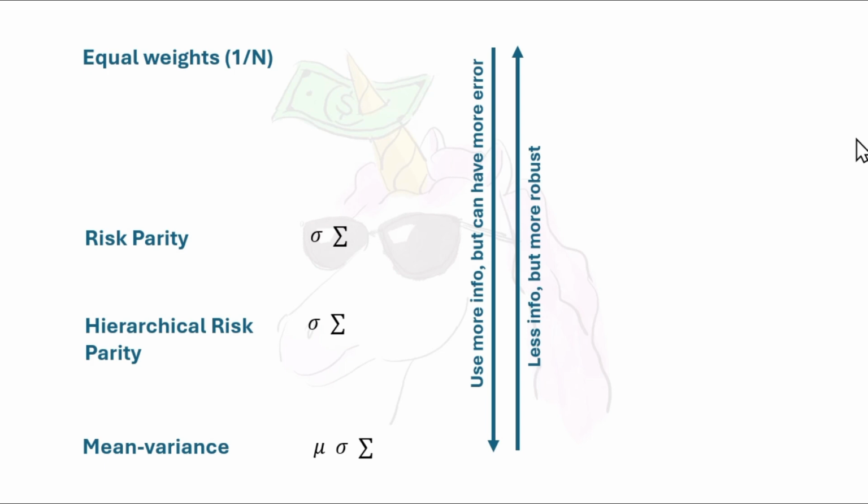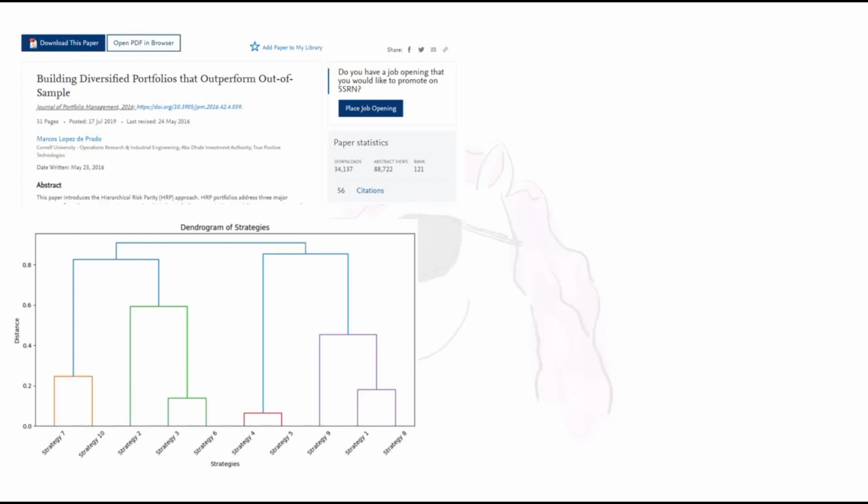Now I want to introduce another method called hierarchical risk parity. This is a very interesting one. Hierarchical risk parity brings in graph theory to cope with this problem. It first tries to create a dendrogram of strategies. What it essentially does is cluster things together. So in this example, you can see that the method clusters strategy 1 and 8 together, and then with 9, and so on and so forth.